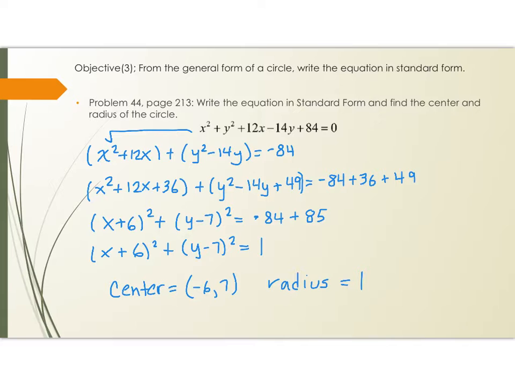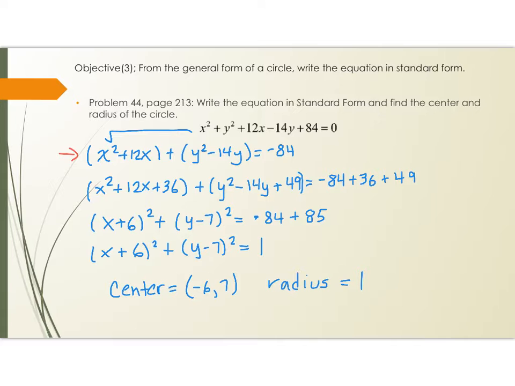We're going to put the x's together, and we're going to put the y's together, and we're going to move the numbers over to the right-hand side of the equation. So our first step is putting the x's together and the y's together and moving the number to the right-hand side. So we have x squared plus 12x in parentheses, we've moved the x's together, plus y squared minus 14y, parentheses closed, is equal to negative 84.